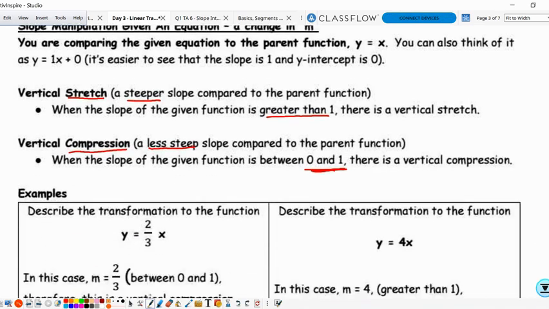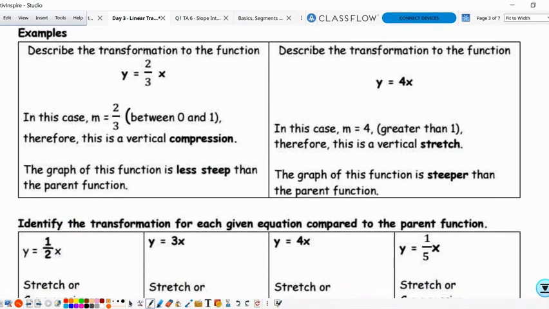So let's take a look at what that might be. Describe the transformation of our function y equals 2/3 x. In this case, our slope is 2/3, and it's between 0 and 1. You can always pop that in your calculator and get the decimal value, and see that it's between 0 and 1, 0.6 repeated. Therefore, this is a compression, and our graph is getting less steep. In our second example, we have y equals 4x. 4 is greater than 1. So now we're stretching our graph, and this is going to make our graph more steep.